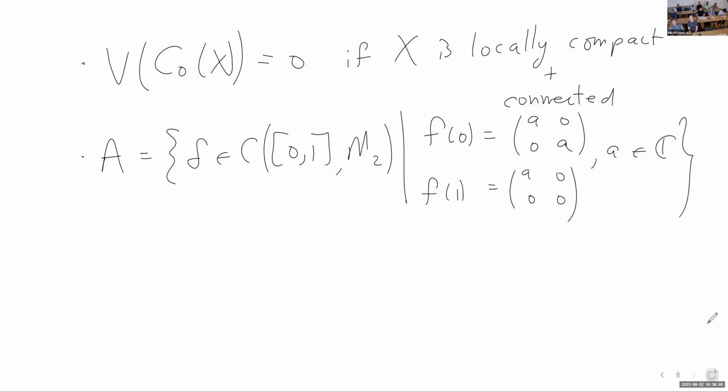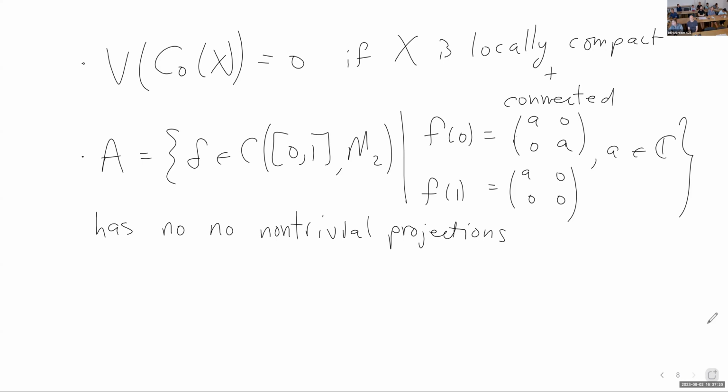Do you buy this? Again, it's a rank argument. The rank of any projection in here has to be constantly 0. Why? Because the rank at 0 is twice the rank at 1. So the only way that happens is if the rank is 0. So any projection in here has to be the 0 projection. So this has no non-trivial projections.